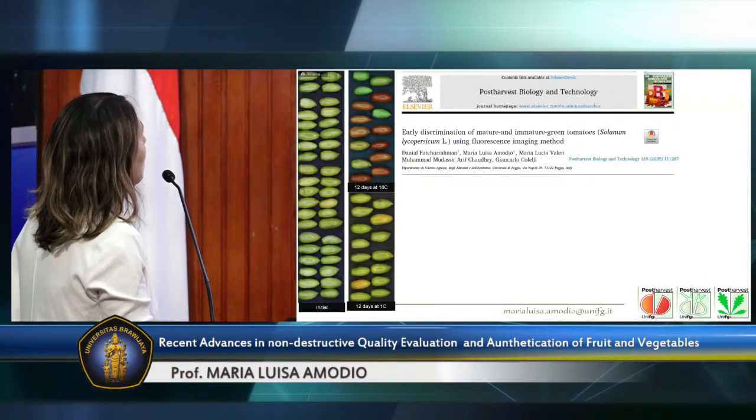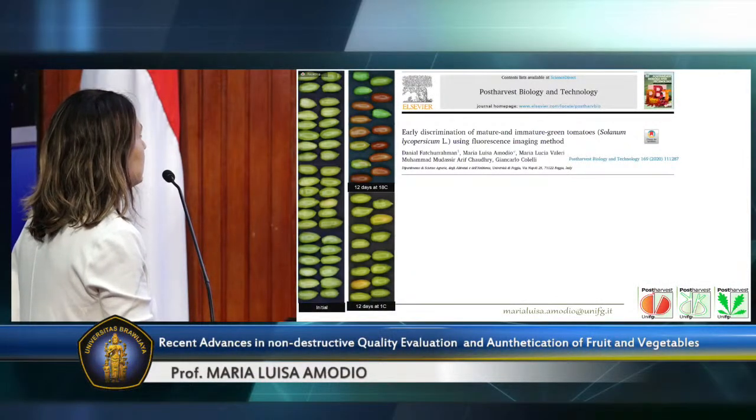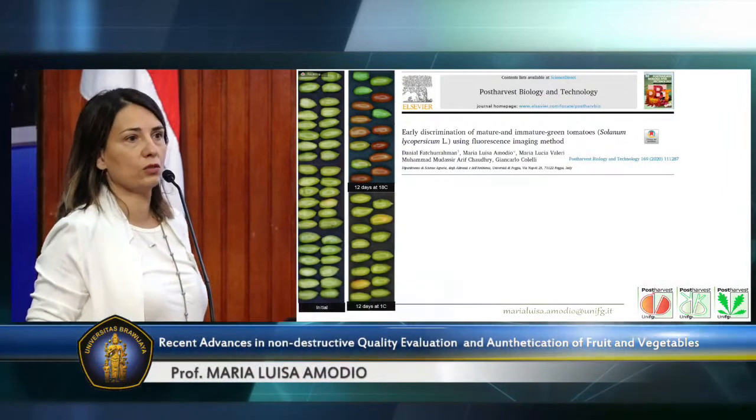Another, different application, in which Daniel also helped in this study. He did most of the work. We used fluorescence imaging to discriminate mature green from immature green tomatoes.